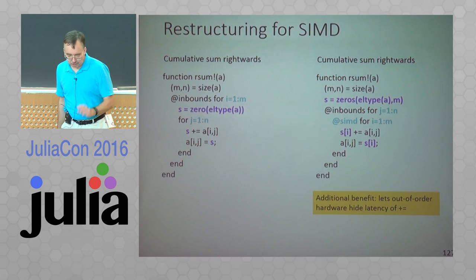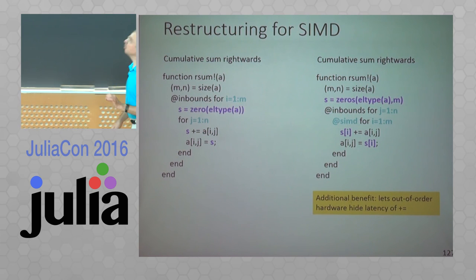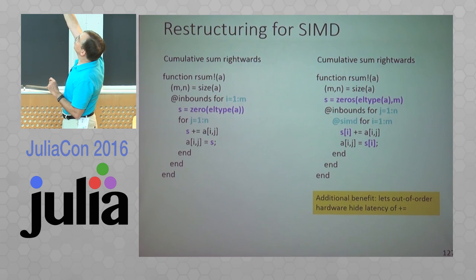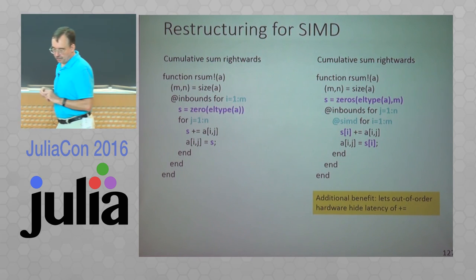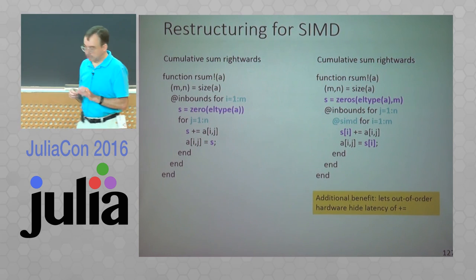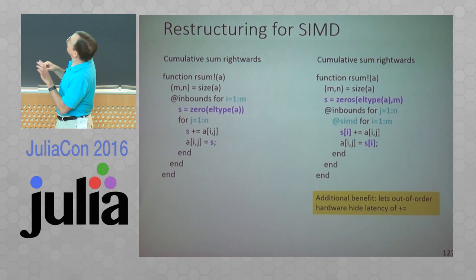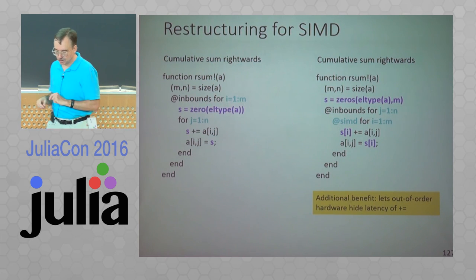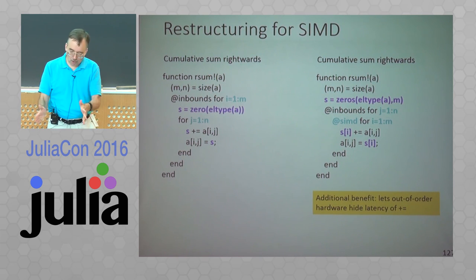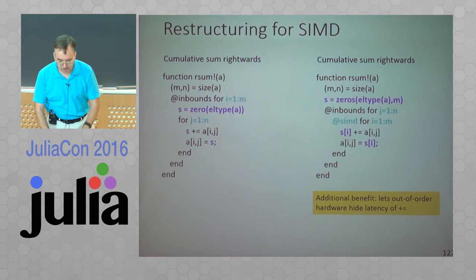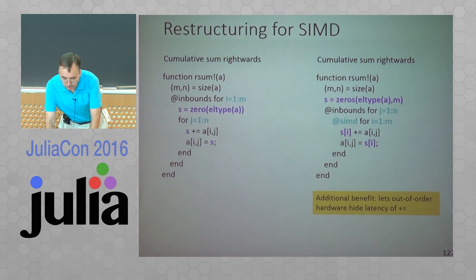So what I do is restructure things. I turn this variable s that was a scalar into an array. And now in my inner i loop, I can do SIMD instructions, element-wise sums into s[i], element-wise sums into a[i, j]. Everything is element-wise on the column index, and things are happy, because then it can be replaced with the SIMD instructions.